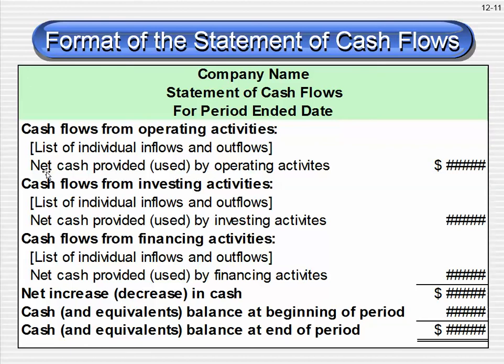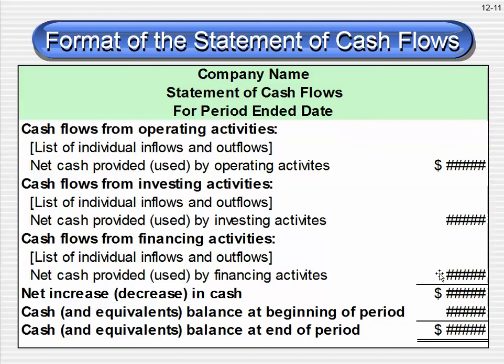And then if we get net cash provided, that means more inflows than outflows, we will list that. Or if we have net cash used, which is more outflows than inflows, we will list that. And then the balances for each of those items. So we'll add up all the inflows, subtract all the outflows, and see what we get.